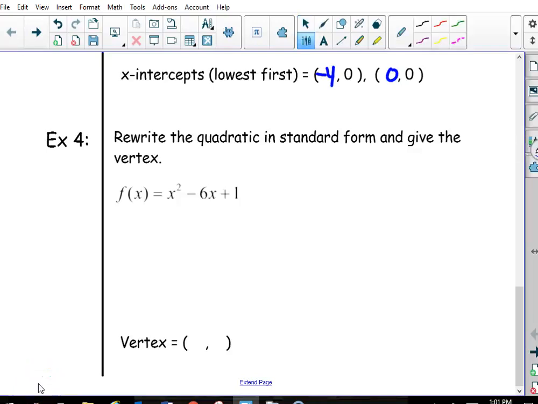All right, looking at example 4, they ask us to rewrite the quadratic in standard form and give the vertex. And remember, when they're saying standard form, they're saying what I've always thought of as the vertex form. Now, the thing that I want you to remember from your previous algebra class is, in order to get a squaring, we have to do something called completing the square.